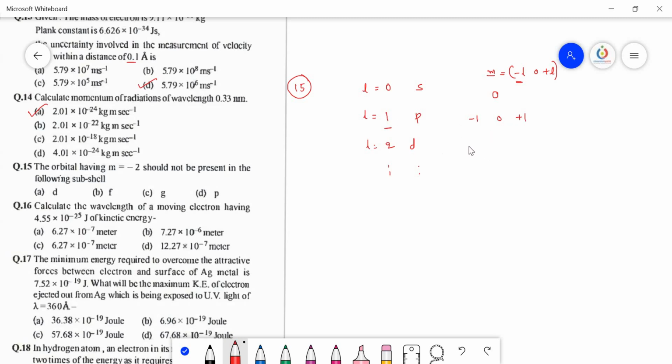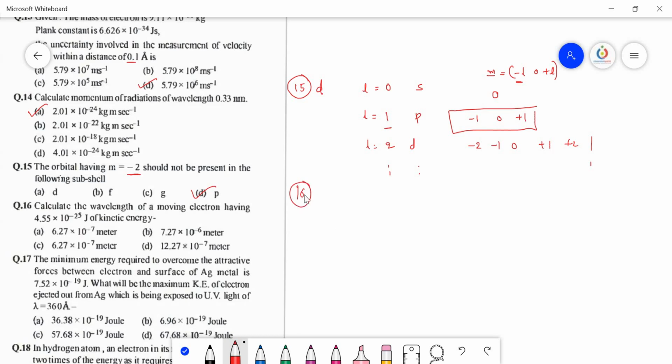In the case of the d orbital, it will be minus 2, minus 1, 0, plus 1, plus 2, and it continues like this. So for the p orbital, you cannot write values more than or less than these. It only ranges from minus 1 to plus 1. Here they said the m value should be minus 2, which is possible for the other orbitals and not possible for the p orbital. So our question 15 answer is D.